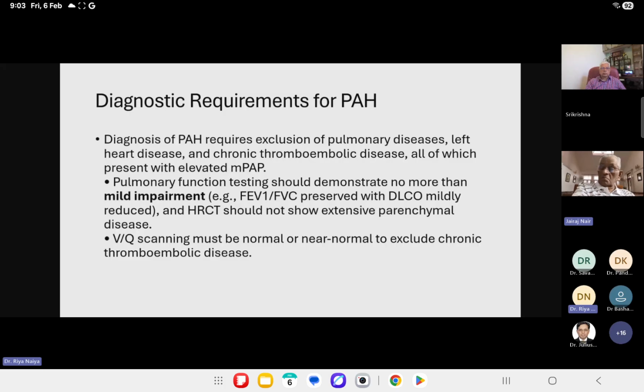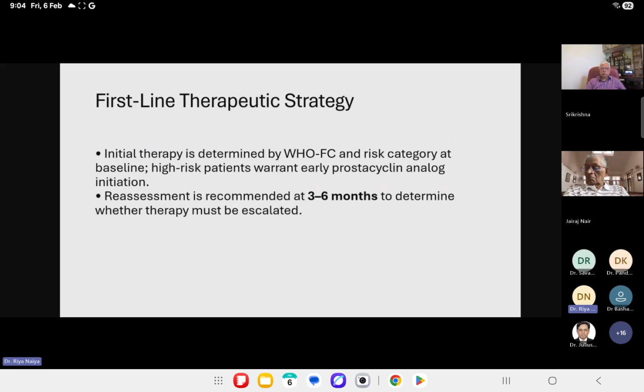Coming to the first-line therapeutic strategy for PAH, initial therapy is determined by WHO functional class and risk category. High-risk patients will require early prostacyclin analog initiation. Reassessment should be done every 3 to 6 months to determine whether therapy must be escalated or continued.